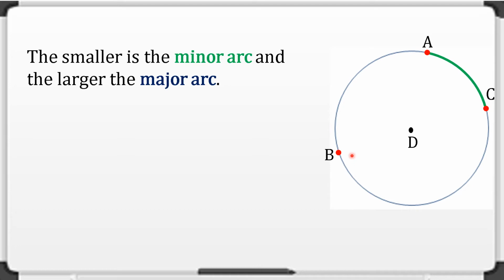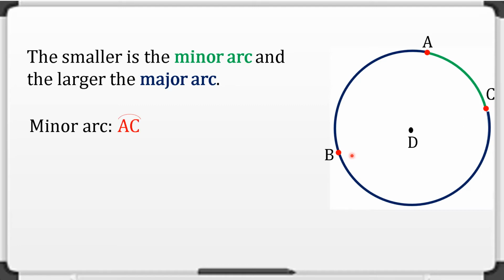And here, our minor arc is arc AC. So, we name a minor arc using the 2 points. Or we can call this one arc CA. Okay? Next is major arc. So, we have arc ABC, or arc CBA. We name a major arc by 3 points.